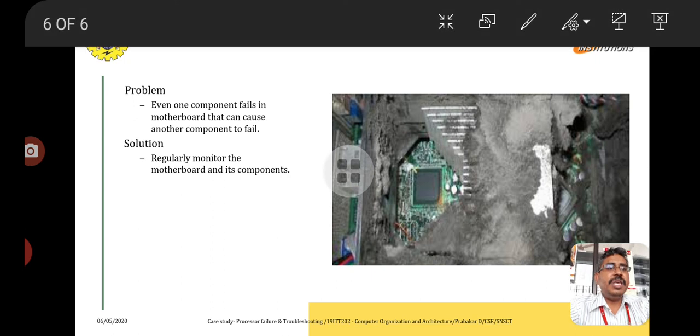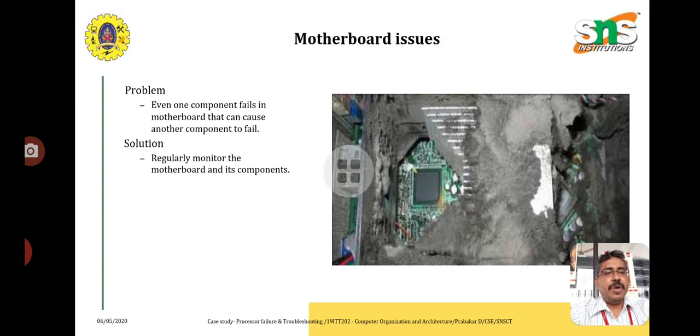So these are the things that affect processor failures. We have also discussed some of the solutions for how to overcome processor failures, which means we are doing the troubleshooting.